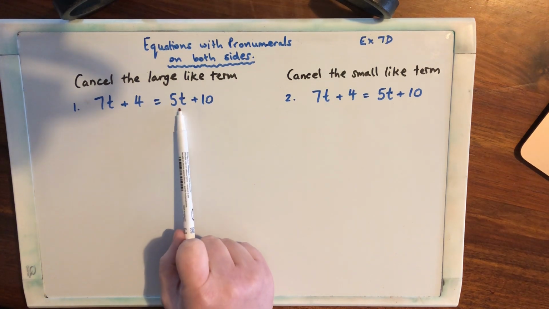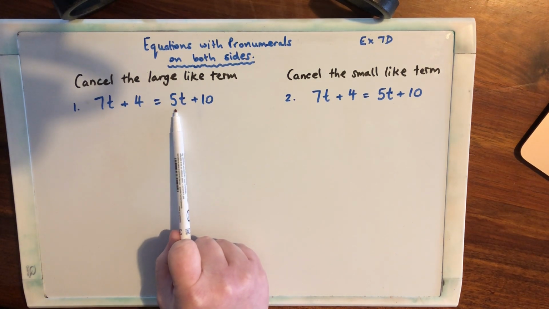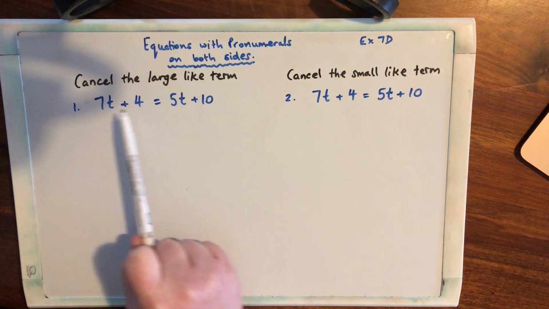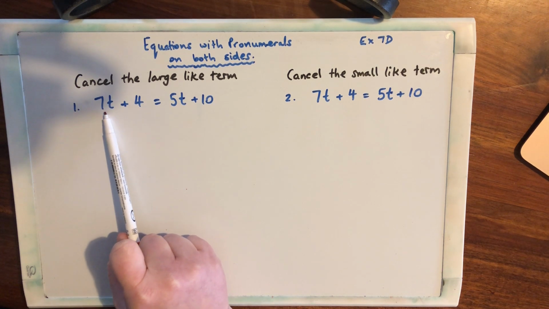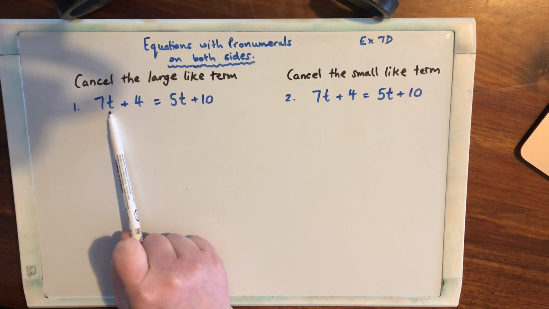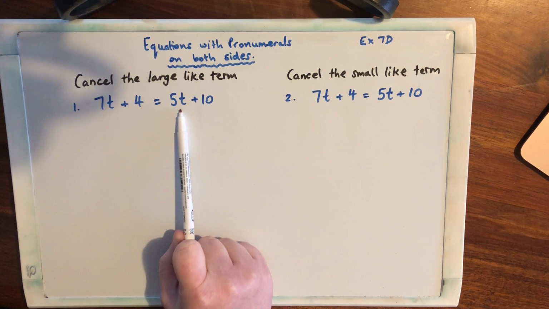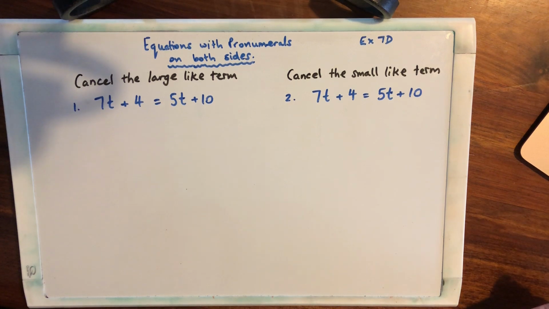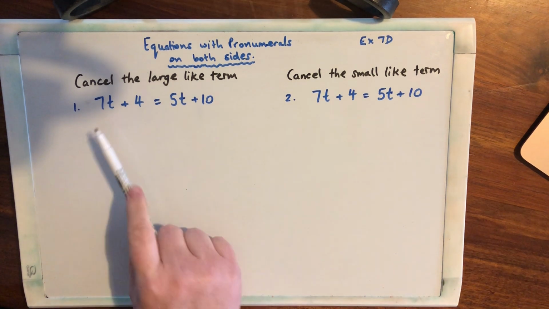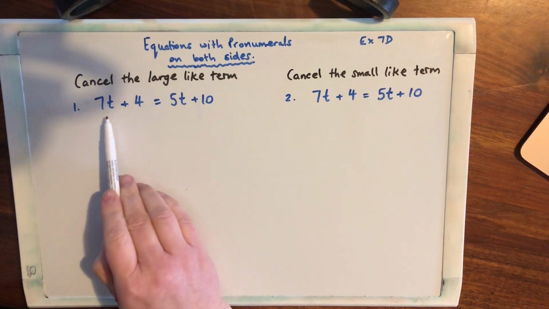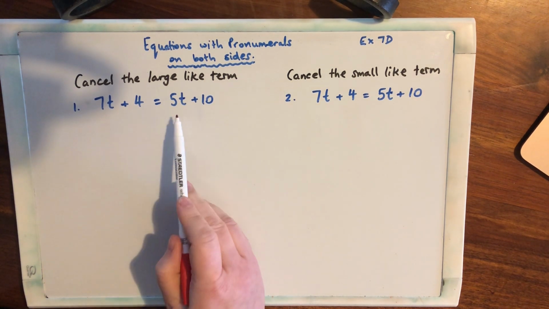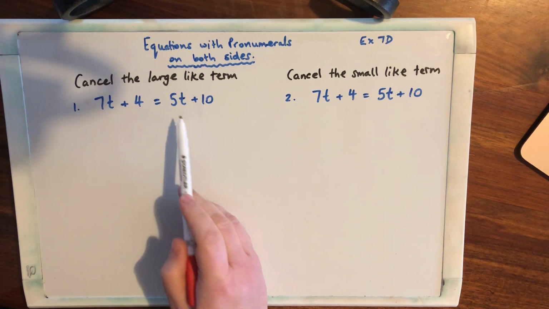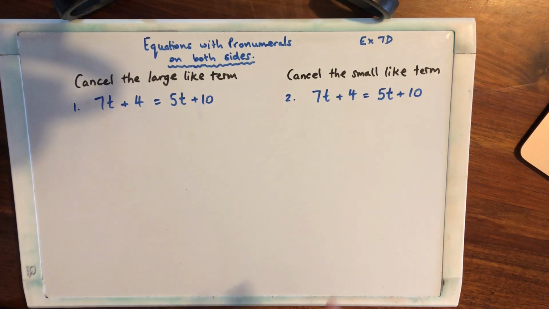Remember, like terms are when there is a pronumeral with a coefficient, or just a pronumeral by itself, that is the same and also has the same index. In this case, the pronumeral is the letter t, the unknown value, and they do have the same index of 1. So here we have 7t. Remember, 7t is 7 times t, it's just t plus t plus t, 7 times over. And the 5t is just 5 times t, which is t plus t plus t plus t plus t, 5 times over.